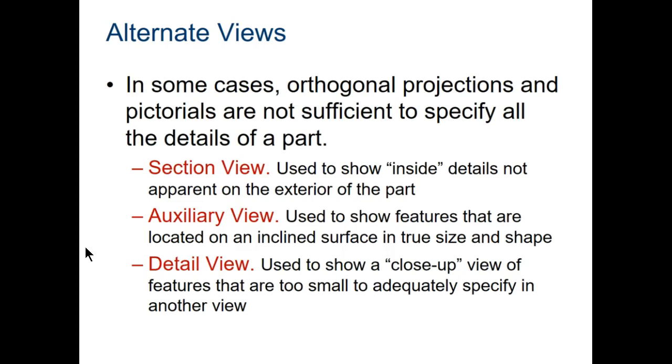are not holes. An auxiliary view is useful when you have a part that has slanted sides so that you can see what the actual side shape and dimension is. So sometimes you'll need to use auxiliary views to do that. And then the detail view is where you have a feature that's small or it's buried inside the part, but it's important that you properly dimension it. So using a detail view allows you a close-up of that part.